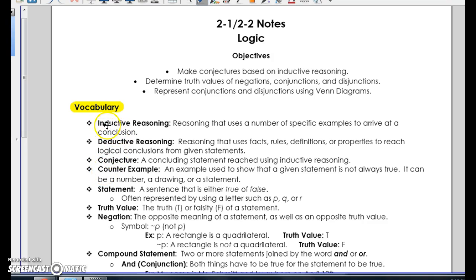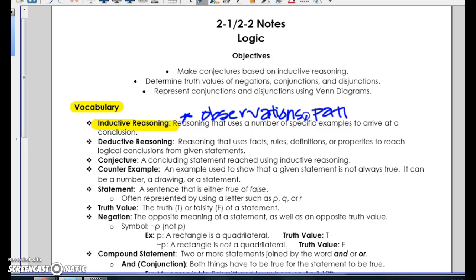So for our vocabulary, we're looking at a couple of different types of reasonings. Their names are inductive and deductive reasoning. Inductive reasoning is reasoning that uses a specific number of examples to arrive at a conclusion. Another way to think about it is inductive reasoning is based on observations or patterns. Sorry, my handwriting in this is not great.